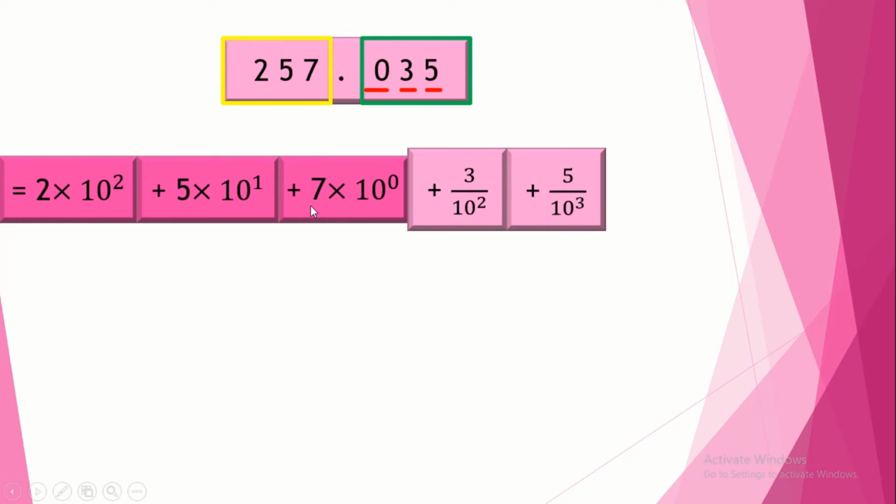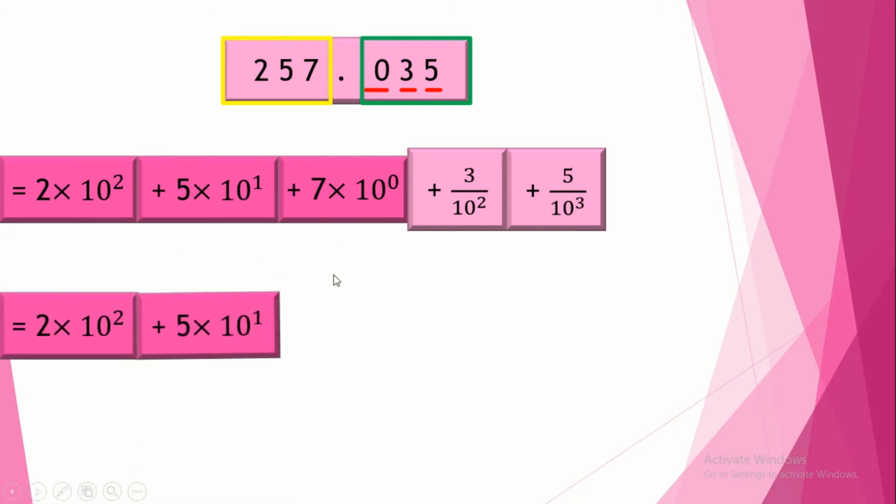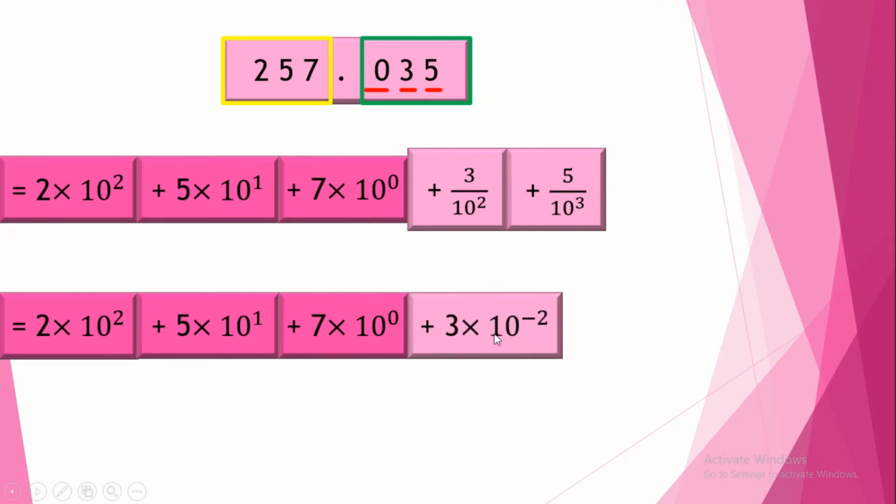Well, if we want to write all of them as an expanded form according to powers of 10, not 10 and 1 over 10, how to do it? The first 3 are exactly as the expanded form for powers of 10. Now what about the rest? 3 over 10 to the power 2 we can write also as 3 times 10 to the power minus 2. If we move it to the numerator, we reverse the sign of the power. Now what about this one? 5 over 10 to the power 3 is the same as 5 times 10 to the power minus 3.